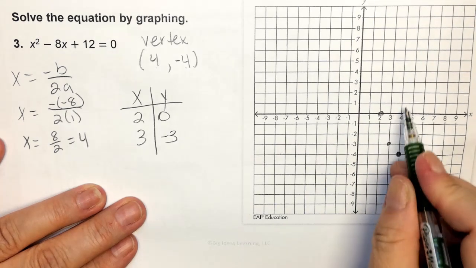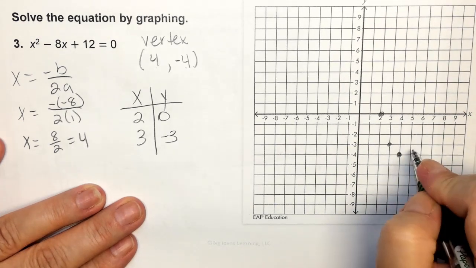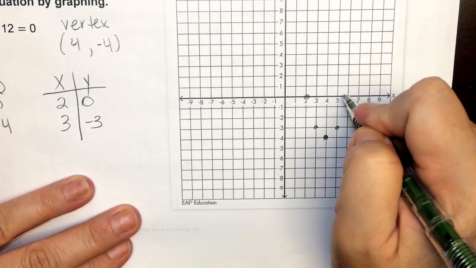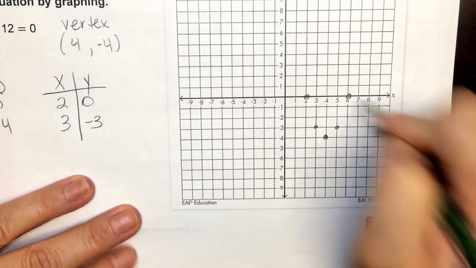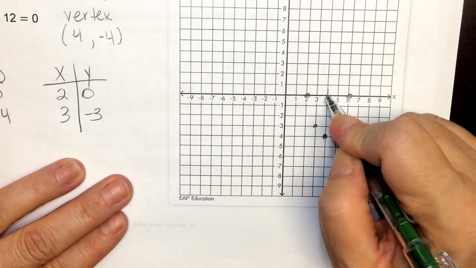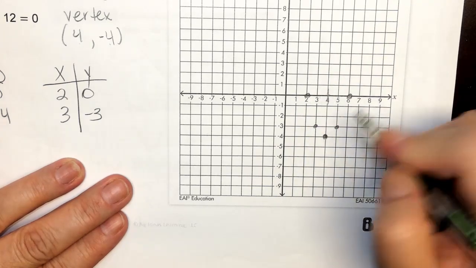So because our axis of symmetry is right here, we know that there is another point right here, and that would be our other x-intercept, because if this is our axis of symmetry and that's 2 away, that one's also 2 away.